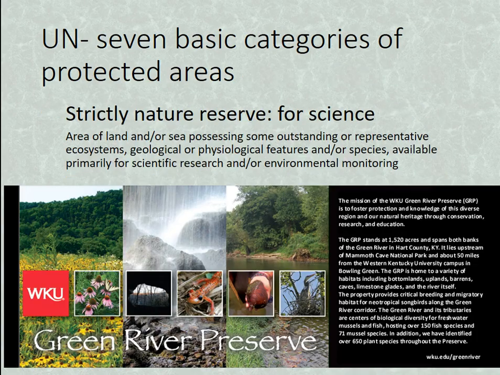Okay. So strictly nature reserve. A nature reserve is for science. The example that we have here is the Green River Preserve. This is owned by the Western Kentucky Biology Department, and it's very limited in access. You can't go there unless you're part of the biology department or you're working on a topic out there. It's only for science. You can see some of the different species there, like salamanders.